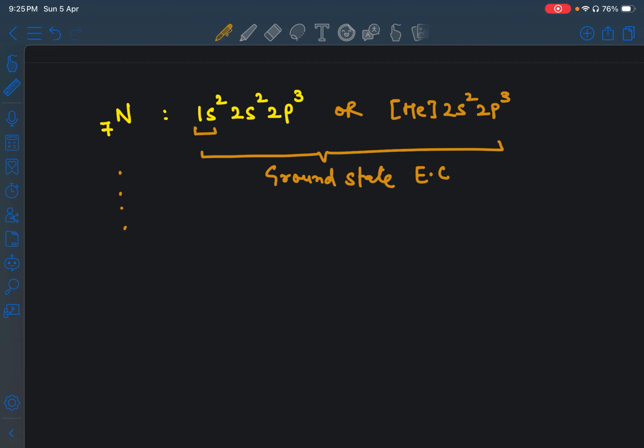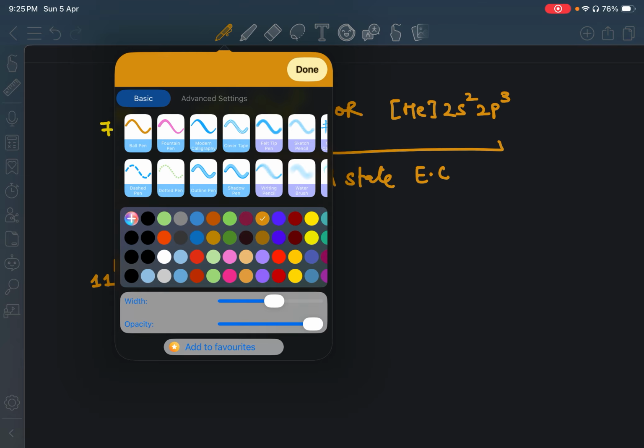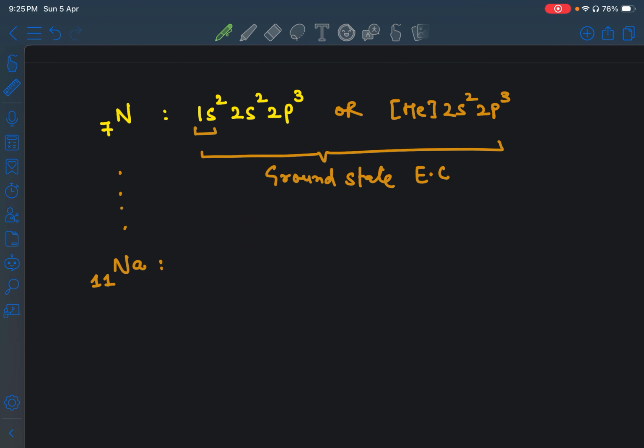Let's go directly to sodium right now. Sodium, the atomic number is 11. Can you help me write this electronic configuration? It's very easy. Let's start with 1s2. Then we have 2s2, then 2p6, and now we have 3s1.